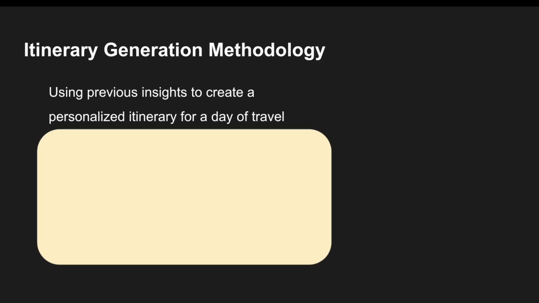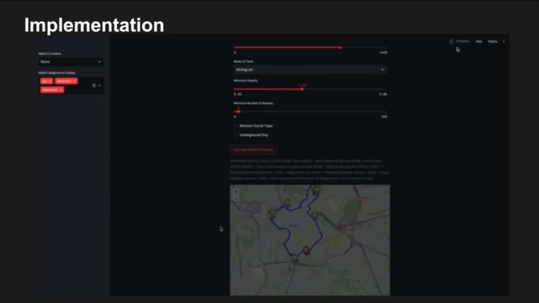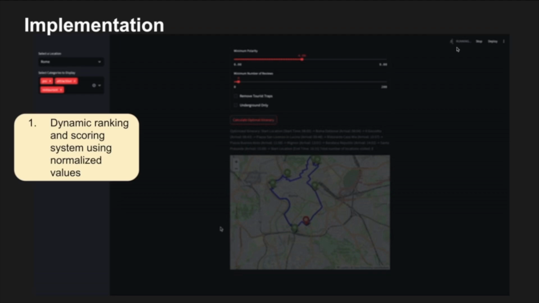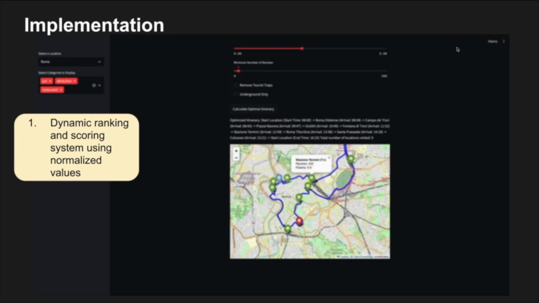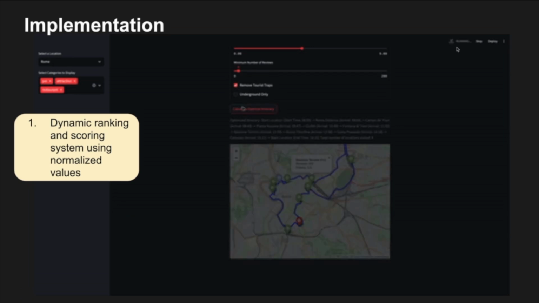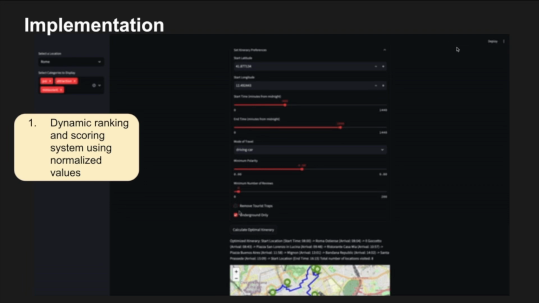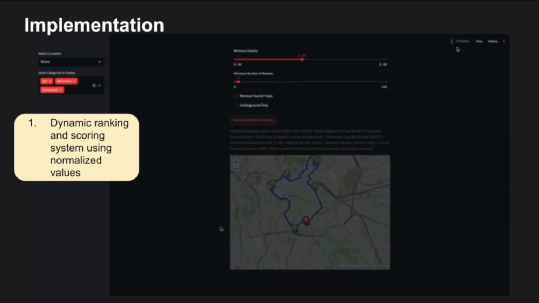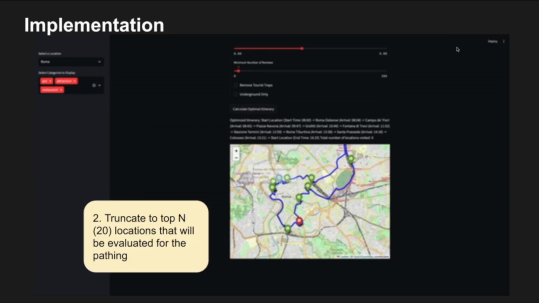So now let's talk about how we can use previous insights to create a personalized itinerary. We took four main steps to create our optimal itinerary for the user based on their preferences and the data provided. First, we created a dynamic ranking and scoring system using normalized values. So this includes using the previous methods for finding underground places and tourist traps, normalizing our polarity ratings and number of reviews, and then computing two different scores based on if the user wants the emphasis on popularity or an emphasis on underground places. We also removed tourist traps if the user preferred. Then we truncated the top n locations that will be used for the pathing.